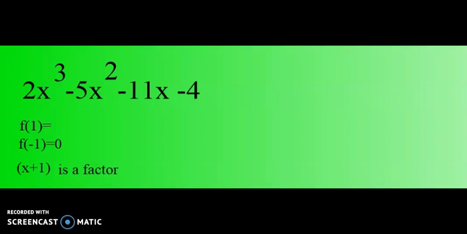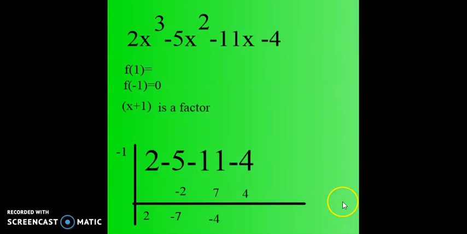I try f of 1, I see it does not give me 0, so it's not a factor. I calculate f of minus 1, I get the result of 0, which means x plus 1 is a factor. So if I divide that by x plus 1, then I'm going to get a factor with no remainder. So I'm going to do this with synthetic division.